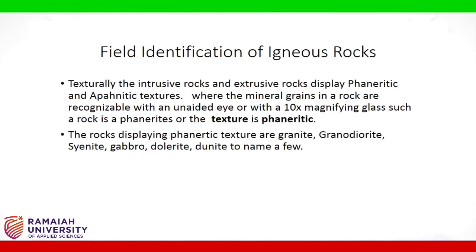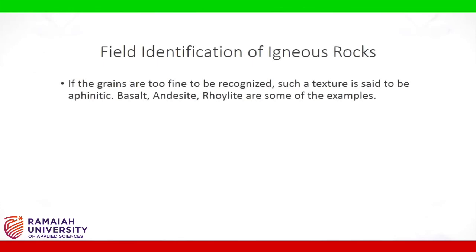Texturally, the intrusive rocks and extrusive rocks display phaneritic and aphanitic textures. Where the mineral grains in a rock are recognizable with an unaided eye or with a 10 times magnifying glass, such a rock is a phanerite, or the texture is phaneritic. The rocks displaying phaneritic texture are granite, granodiorite, syenite, gabbro, dolerite, dunite, to name a few. If the grains are too fine to be recognized, such a texture is said to be aphanitic. Basalt, andesite, rhyolite are some of the examples.